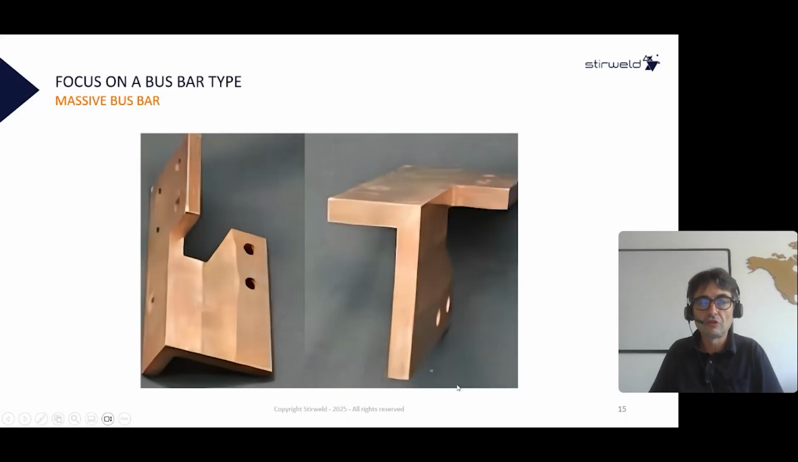Okay, so now some examples of bus bar done by friction stir welding. Here is first a massive bus bar. As we can see, it's a 10 mm thick bus bar. Due to the geometry, this bus bar cannot be done by bending. So the only possibility is machining, and we lose a lot of copper. Here it's not clear, but there is a friction stir weld to weld the horizontal part with the vertical part. So that is the first application.